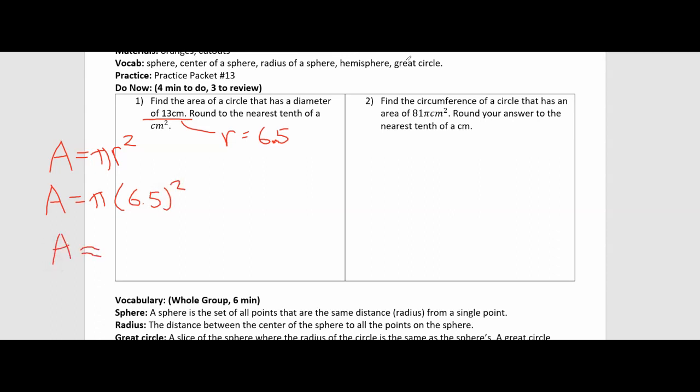I am rounding to the nearest tenth, and that will be 132.7 square centimeters. That would be the area of this circle.